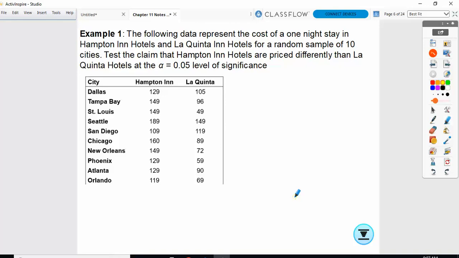So here is our first problem. The data represents the cost of a one-night stay in a Hampton Inn hotel versus a La Quinta Inn hotel for a random sample of 10 cities. Test the claim that Hampton Inn hotels are priced differently than La Quinta hotels at the alpha equals 0.05 level of significance. All right, so anytime we're going to do this, we have to have our null and alternative hypothesis, and we have to check our criteria before we do much else.